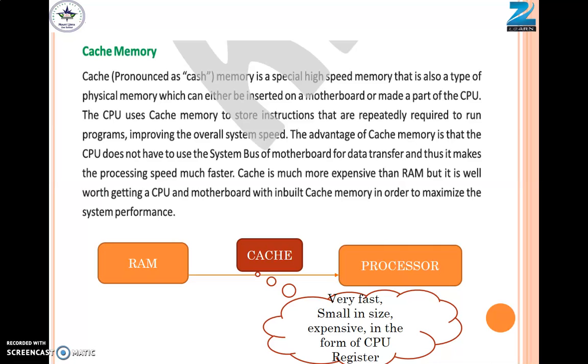Here you can see one diagram, RAM and processor. There is a cache memory between RAM and processor. As we have learned earlier, the processor needs some data and that is coming from RAM. In between, cache is used to transfer that data faster.